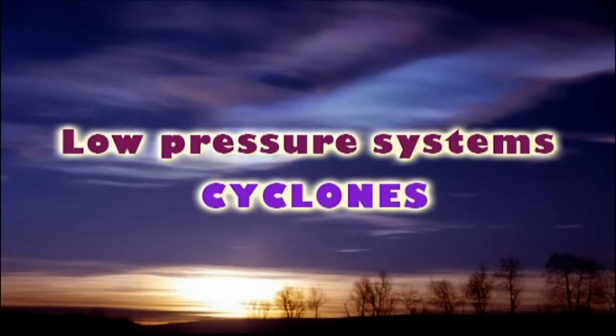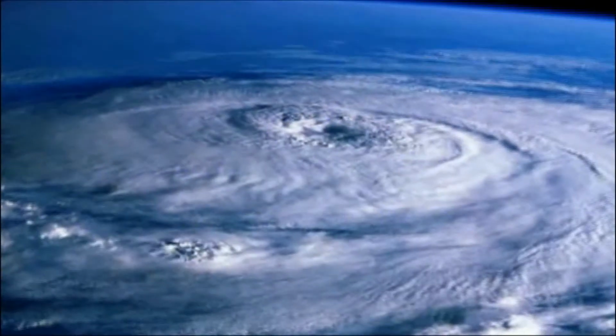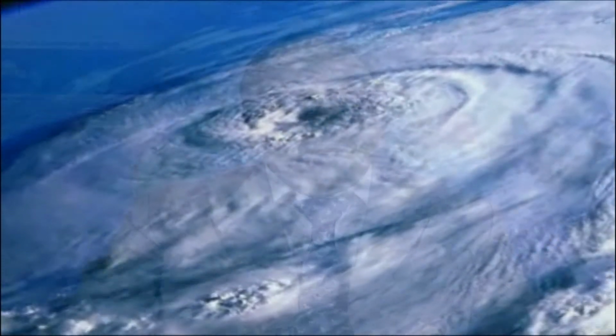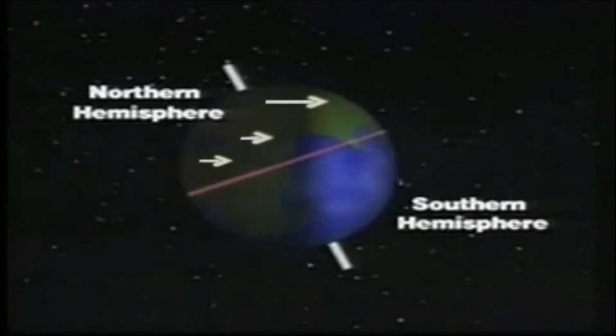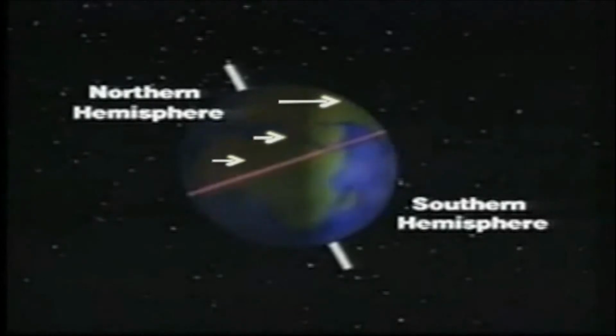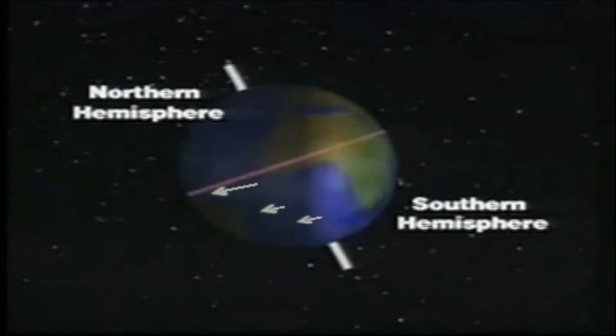Low pressure systems, cyclones. When the isobars are circular or elliptical in shape and the pressure is lowest at the center, such a pressure system is called a low or cyclone. A line of low pressure is called a trough. With the lowest pressure at the center, the wind from outside converges towards it. According to Ferrel's law, the winds in the northern hemisphere are deflected towards the right. So, the circulation is anticlockwise in the northern hemisphere. On the contrary, it is clockwise in the southern hemisphere.